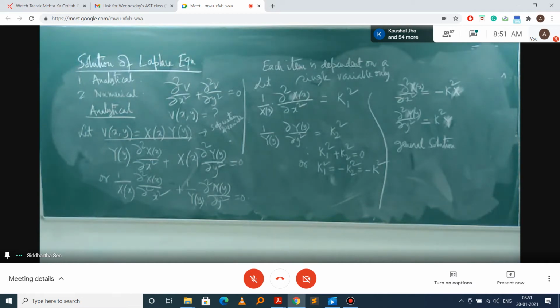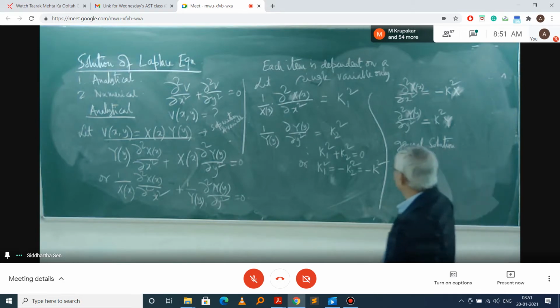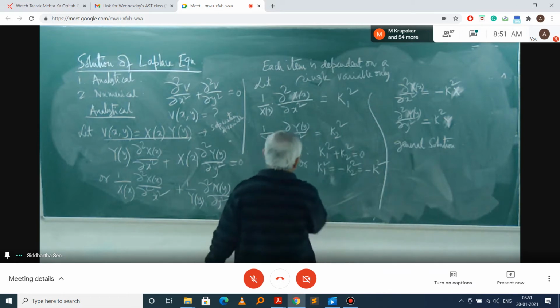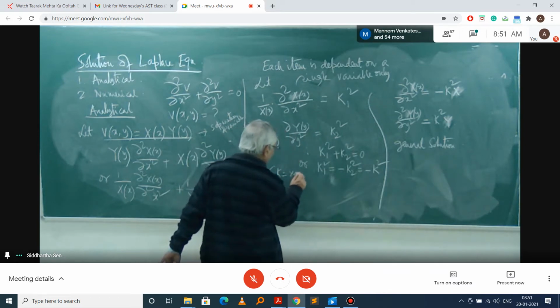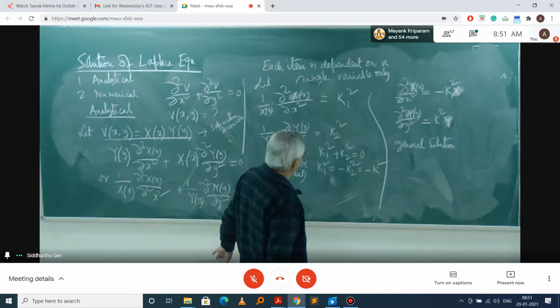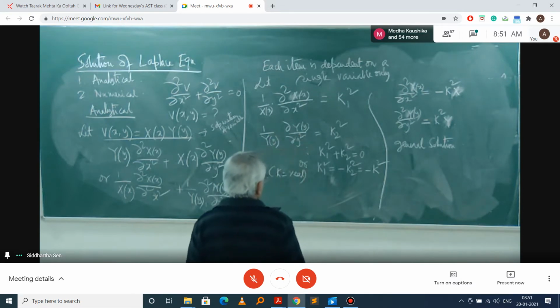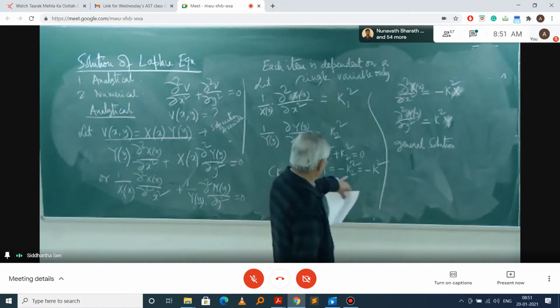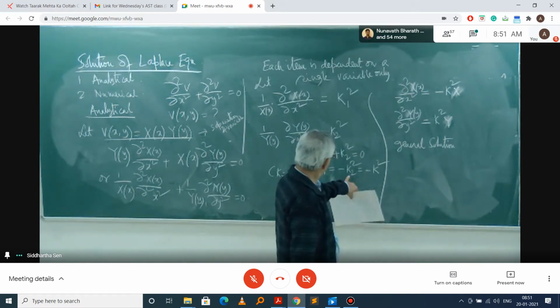Yes? Since you've taken K1 square plus K2 square, and we say K is real, right? Then they must individually be equal to 0, right? K1 square plus K2 square is equal to 0 only and only when K1, K2 both are 0. So which means we are solving whenever both of these equations are simultaneously 0. You are telling that K1 square is equal to minus K2 square. Do you have any objection to writing it?